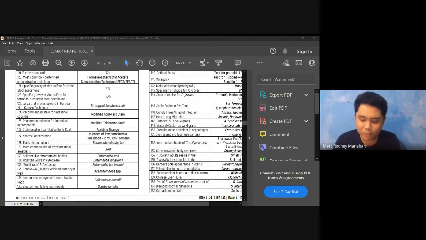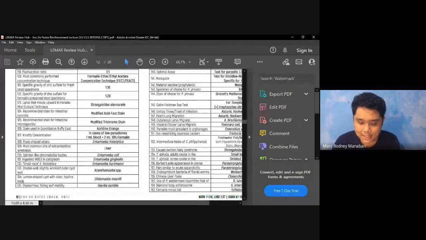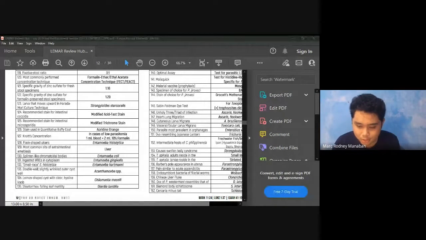So, take note of the Shepherd's crook. For protozoa, Chilomastix mesnili. For nematodes, the worms, the filarial worm Mansonella streptocerca. And for virus, you have Marburg virus. Okay, take note of that. All right.